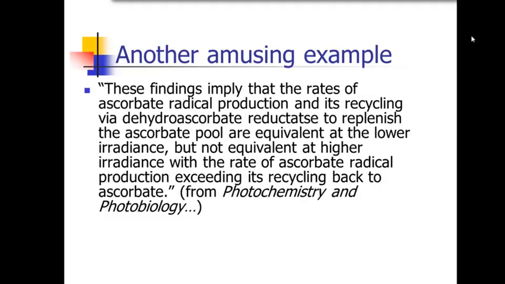And it reads, these findings imply that the rates of ascorbate radical production and its recycling via dehydroascorbate reductase to replenish the ascorbate pool are equivalent at the lower irradiance but not equivalent at higher irradiance, with the rate of ascorbate radical production exceeding its recycling back to ascorbate. So you can see that this sentence is really hard to get through, and it's pretty difficult to understand. Again, even if you have a biology or chemistry background, it's difficult to understand.